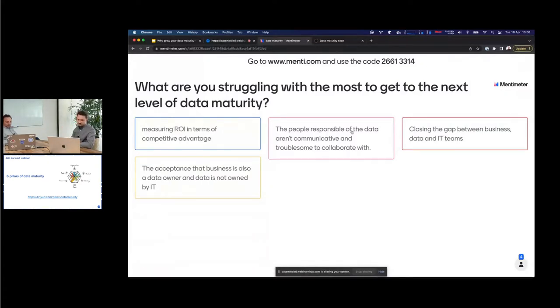So let's see some of the other responses here. The people responsible for the data aren't communicative and troublesome to collaborate with. It's a painful truth. As a person who is responsible for data, often it's definitely recognizable, and it goes two ways.